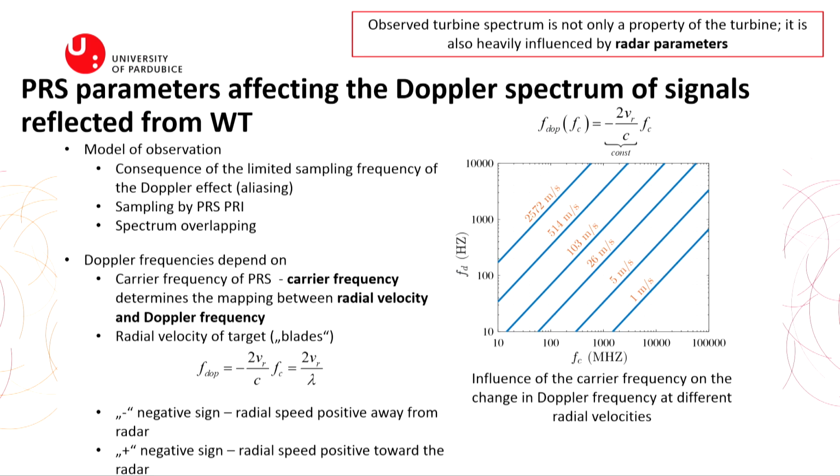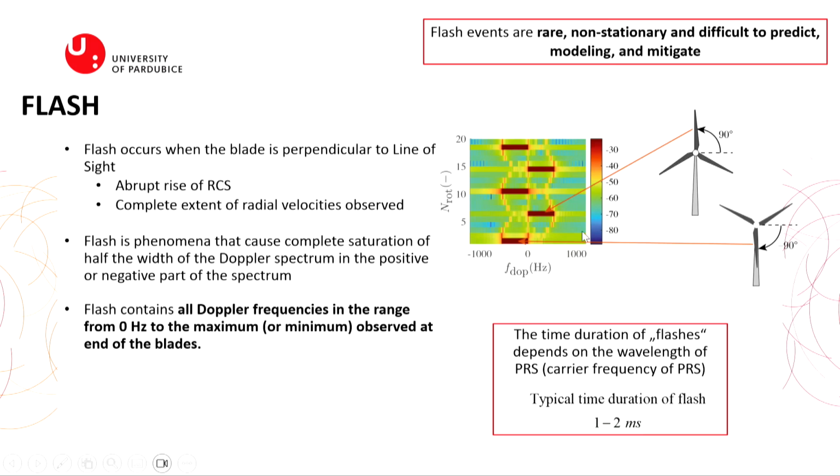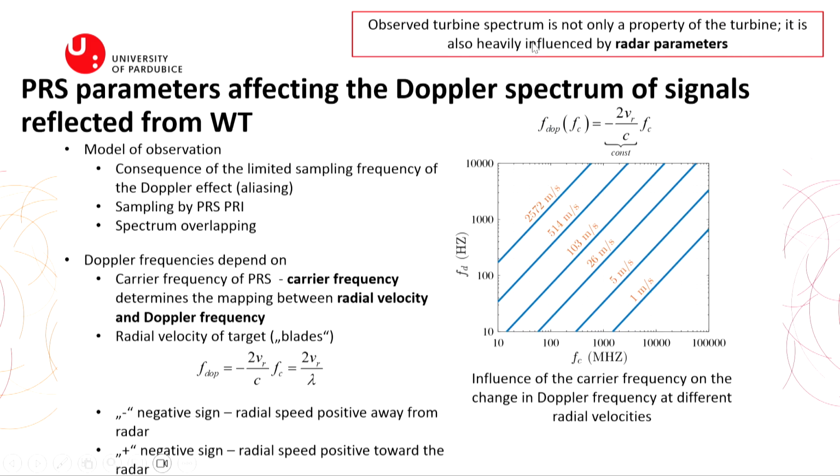The observed turbine spectrum, this spectrum that I already showed you, is not influenced only by wind turbines, but by a lot of radar parameters. And we are back again, and for this reason I need to give you lecture 2 about this radar, because a consequence of limited sampling frequency is the aliasing of the Doppler effect, and it is determined by PRF or PRI, the inverse value of PRI. And again we are back.